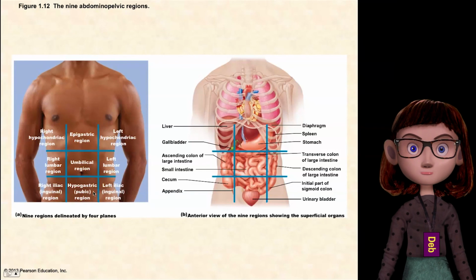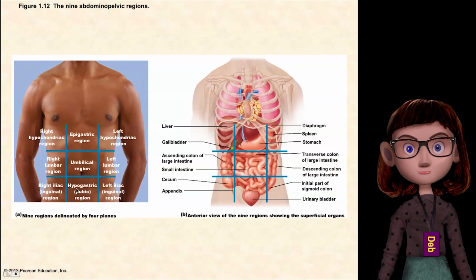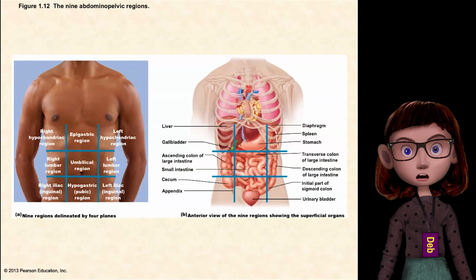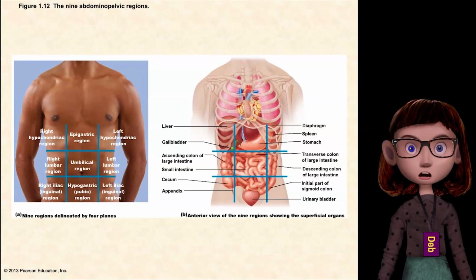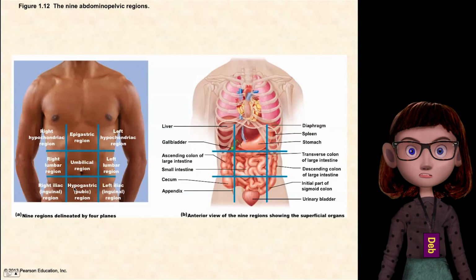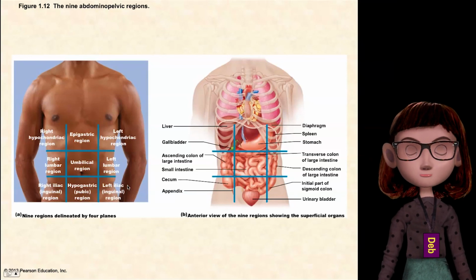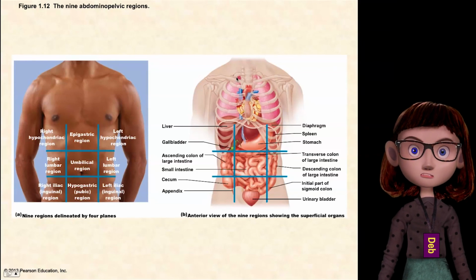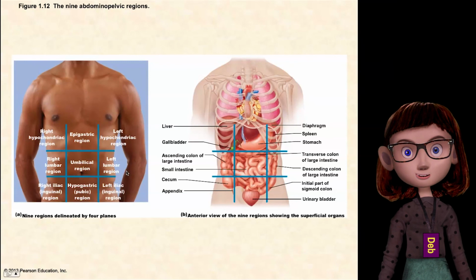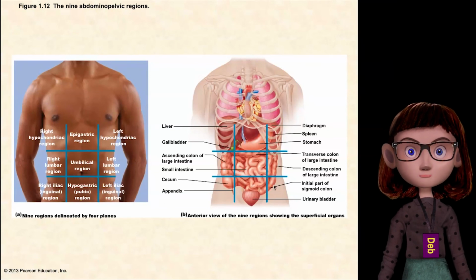Hypogastric, which would be the pubic region, is surrounded on either side by your right iliac. The ilium is that upper pelvic bone, which sometimes you can feel on what we call our hip. It's also called the inguinal region because the inguinal canal is right down here. Here's your left iliac or inguinal region right over there. And here it shows you the various organs that are associated with these 9 abdominopelvic regions.